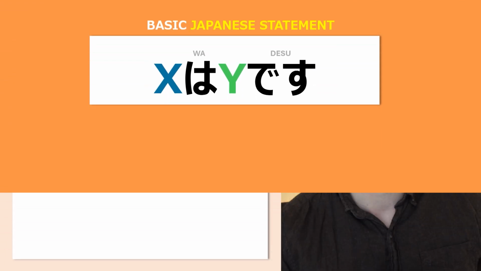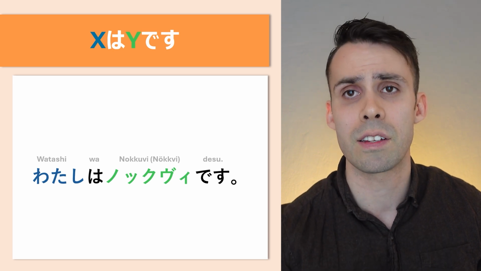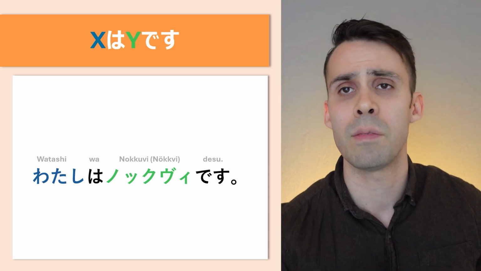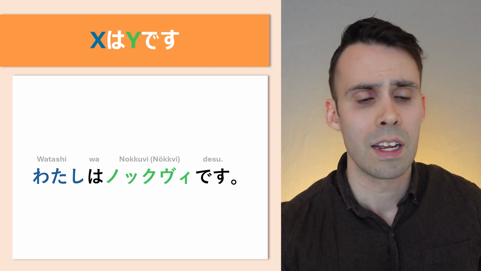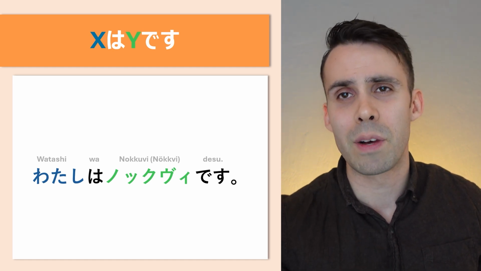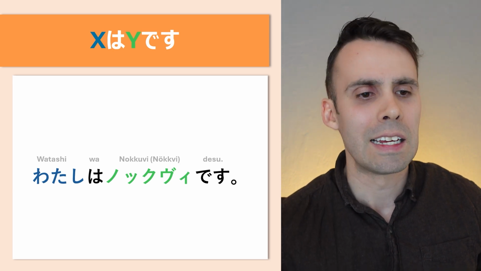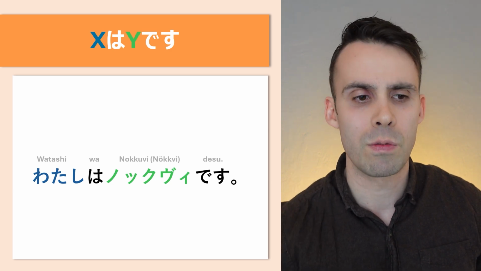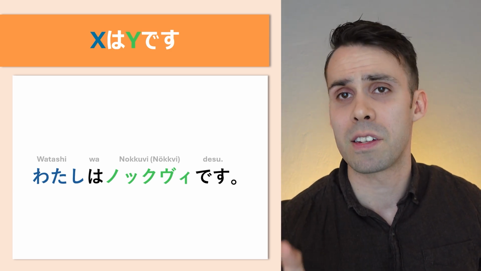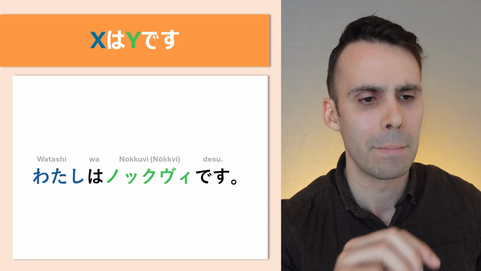Now, let's look at what this might look like in practice. So, watashi wa Nokui desu means I am Nokui. Watashi wa Nokui desu. And you'll notice if you look above my name that I can't completely correctly transliterate it into Japanese, so it becomes a slightly different version. And you can expect the same for your name once you get your Japanese name.